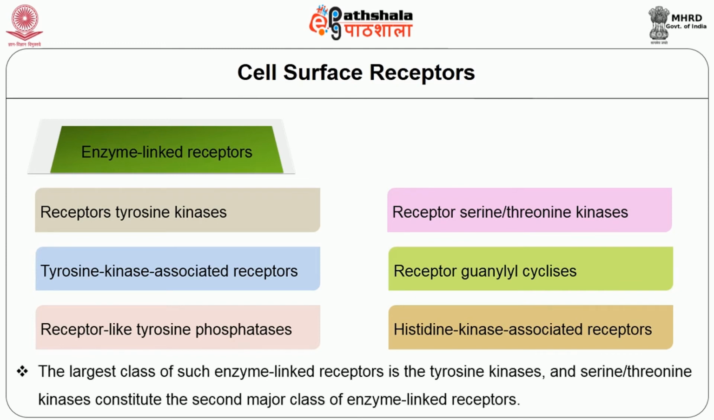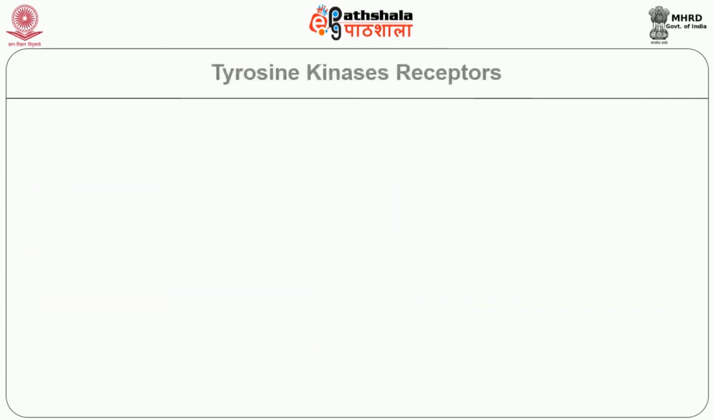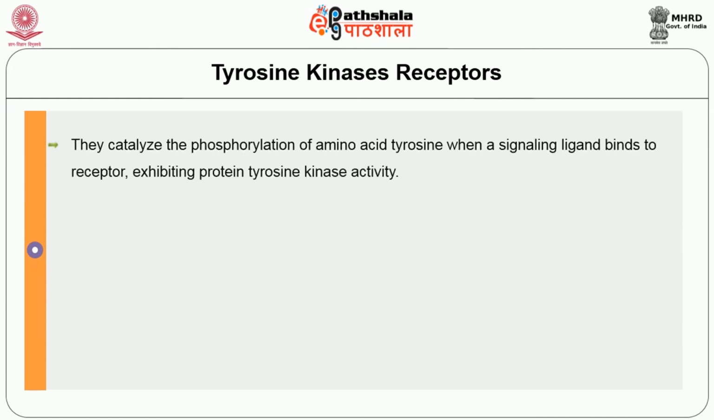Among all these, the largest class of enzyme linked receptor is the tyrosine kinases, and serine or threonine kinases constitute the second major class of the enzyme linked receptor. So we are going to see about tyrosine kinase receptors. They catalyze the phosphorylation of the amino acid tyrosine when a signaling ligand binds to the receptor exhibiting a protein tyrosine kinase activity. The receptor phosphorylates itself on several tyrosine residues.